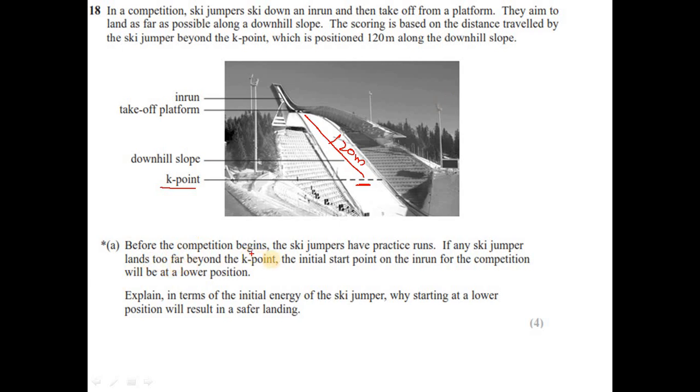Before the competition begins, the ski jumpers have a practice run. If any ski jumper lands too far beyond the K point, the initial starting point on the in-run for the competition will be at a lower position. Explain in terms of initial energy of a ski jumper why starting at a lower position will result in a safer landing. So this is the in-run. That means if the jumper is landing far beyond the K point, instead of this position, they need to take the jump from some lower point.